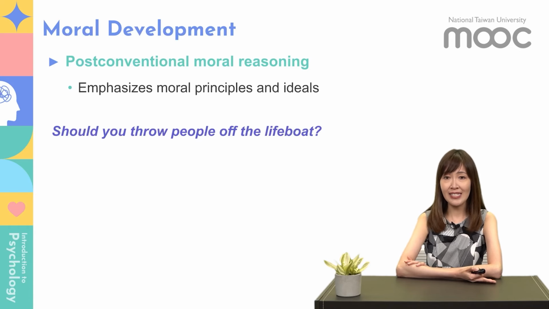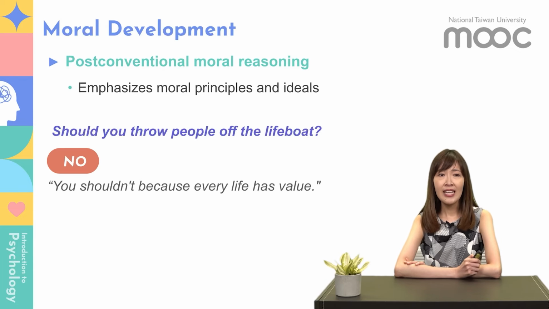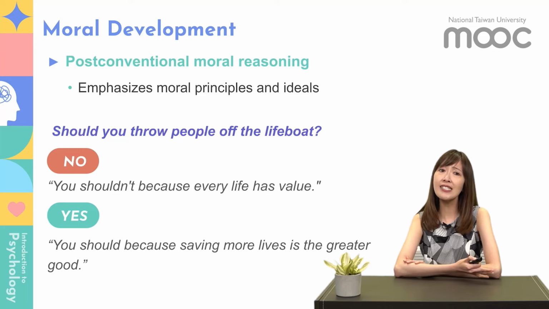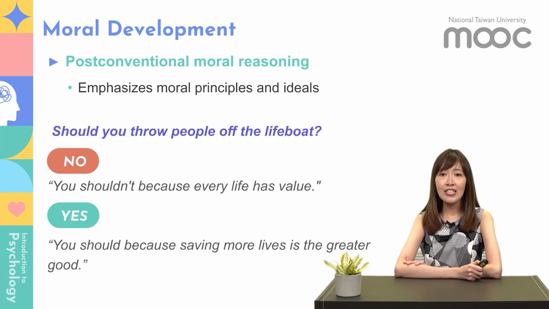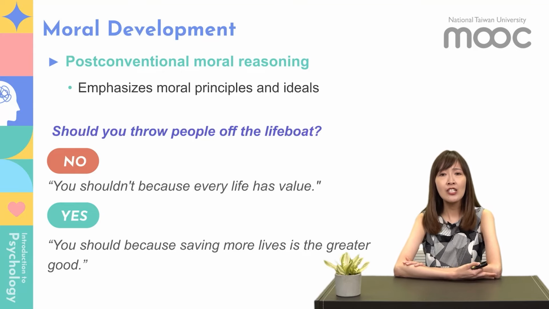If we present adolescents or adults with the same question, should you throw people off the boat? If they say no, they might say something like this: you shouldn't because every life has value. Or yes, you should because saving more lives is the greater good. So now we can see that they can provide explanations. They can consider different factors to explain why they think we should do it or we should not do it. And that's the post-conventional level. So these are the three levels proposed by Kohlberg based on his experiment, his study with the moral dilemma to the participants.